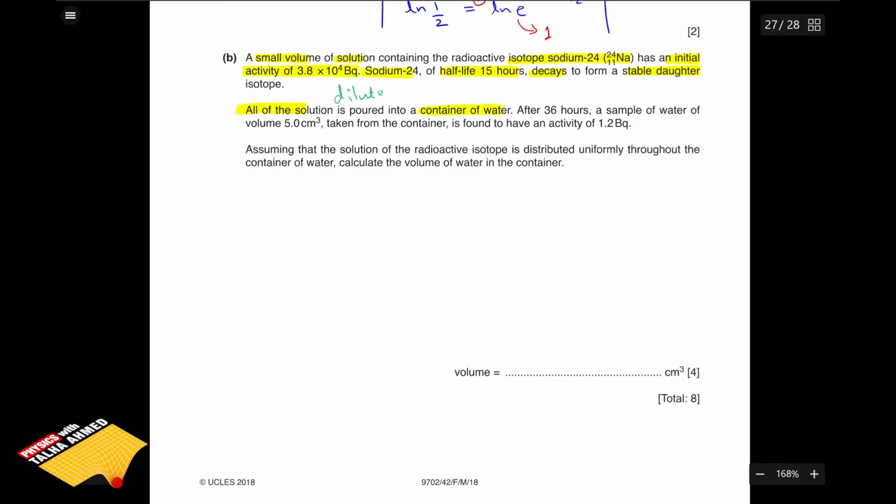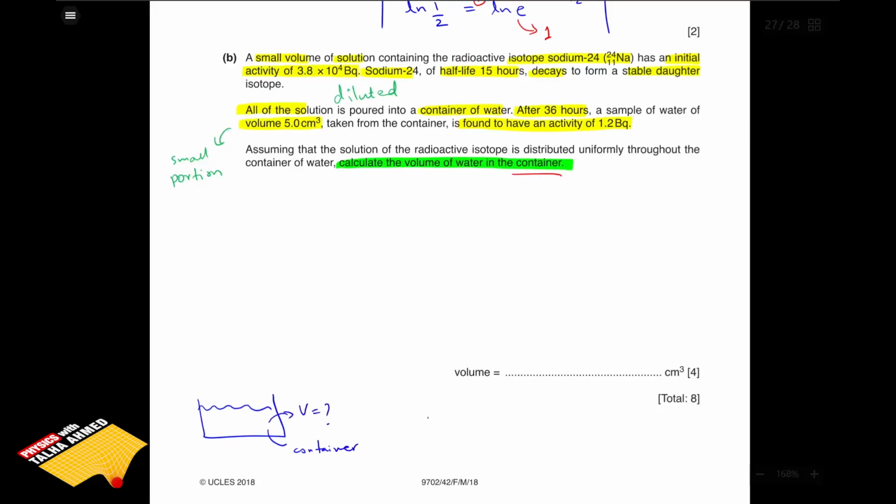Now, this solution, the entire solution, is poured into a container of water. So now you have a huge container of water in which the entire solution is poured. So for this container of water, we know the initial activity. Then we let 36 hours pass, and then we take a small sample out of that entire container, which is only 5 cm cube. So remember, you had an entire container of water whose initial activity was 3.8 times 10 to the power 4, and then we took a small portion after 36 hours from that entire container. And after 36 hours, that small volume had an activity of 1.2 becquerels. And we are supposed to calculate the entire volume of water in the container, which had that initial activity which is given to us.